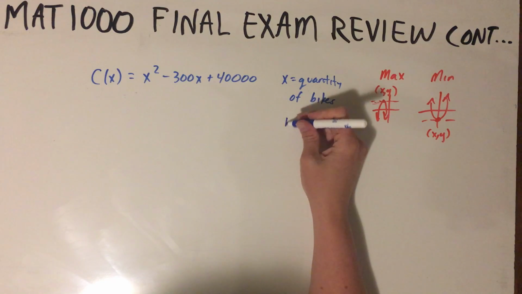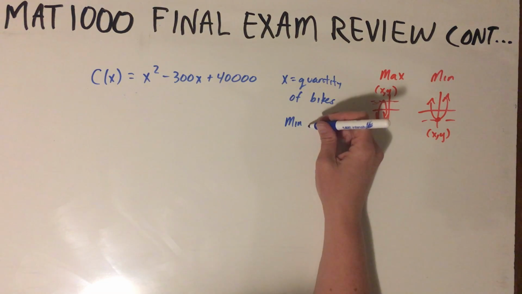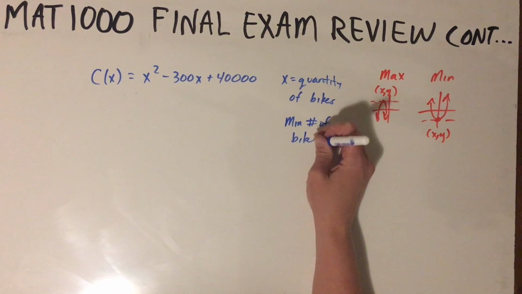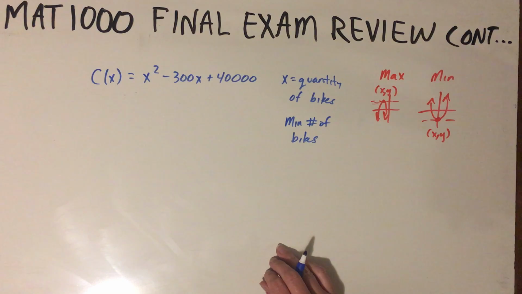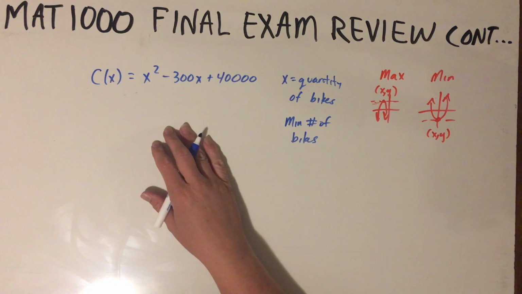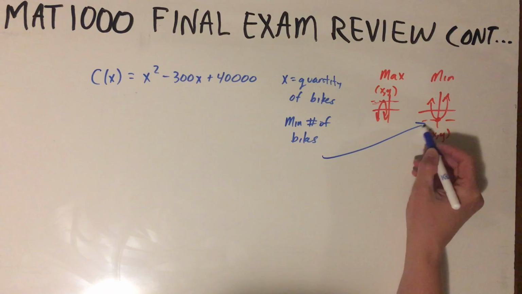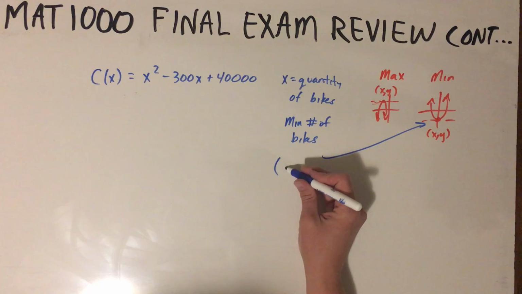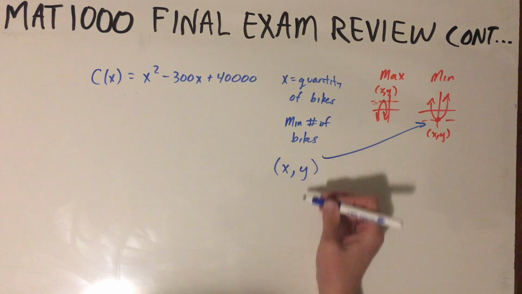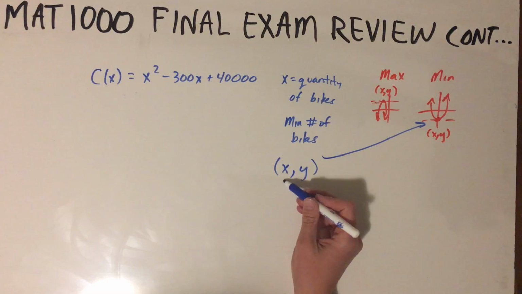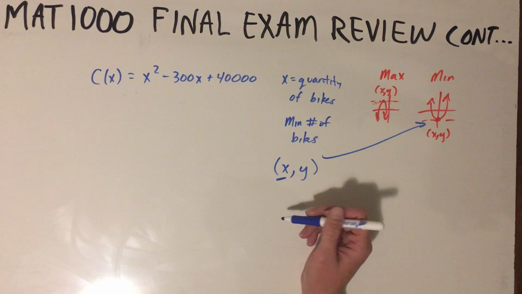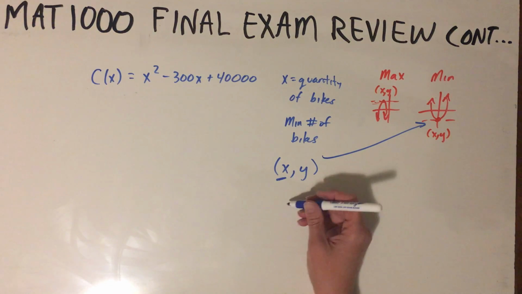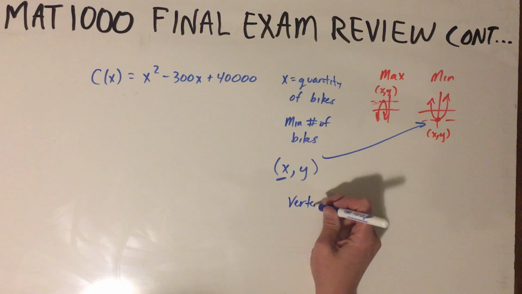The minimum number of bikes. Well, the way that I'm going to find that is, again, back over here, the minimum is going to be this vertex value. So really what this is asking me for is, what does this parabola look like? Where is its vertex? Because that's going to give me the minimum amount of bikes. Okay, so how am I going to find this? Well, we've got to go back to our vertex formula.